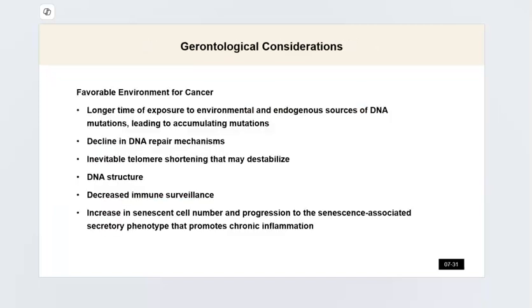When we talk about gerontological considerations, again, now we have to think about the environment. We've been around a longer time when we're getting older, right? So the longer time of exposure now has probably led to a lot more things that we have been exposed to that are bad. And as we accumulate those, we think is what ultimately leads to the mutation. We tend to see a decline in our own ability for DNA repair mechanisms as part of aging.